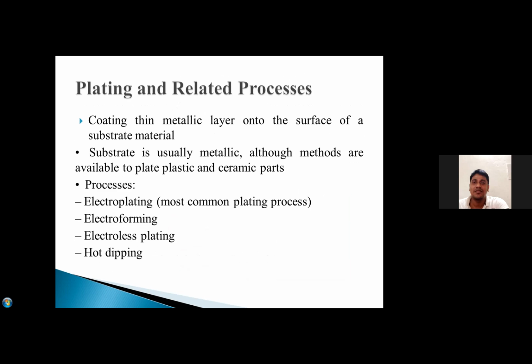Now plating and other related processes. What is plating? Coating a thin metallic layer onto the surface of a substrate material. The substrate is generally metallic, although methods are available to plate plastic and ceramic parts. Processes: electroplating, electroforming, electroless plating, and hot dipping. I shall discuss here only electroplating and hot dipping.